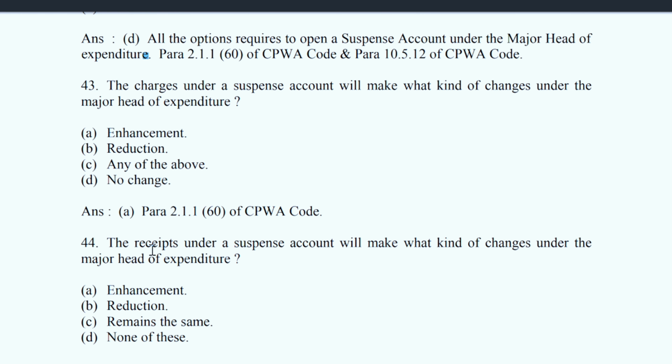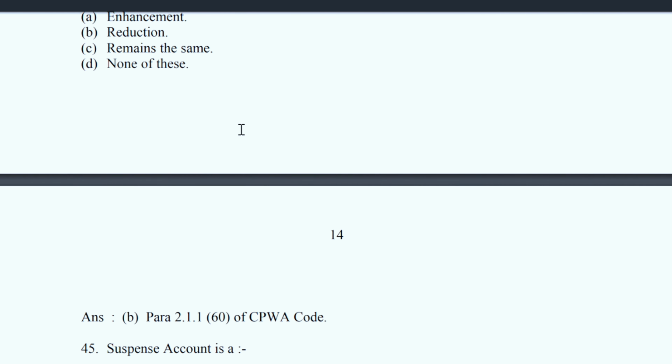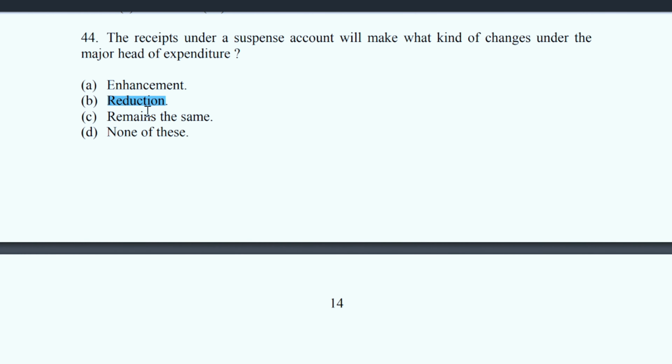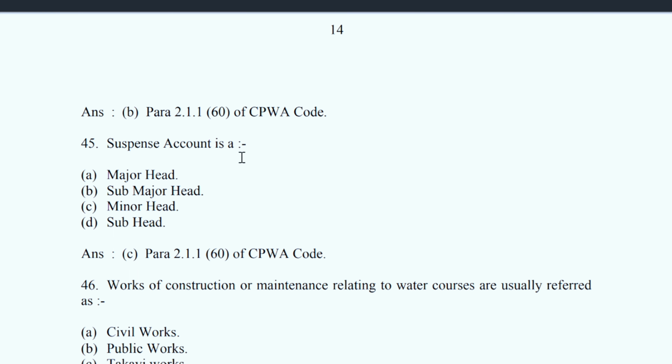Next, 43. The charges under a suspense account will make what kind of charges under the major head of expenditure? Enhancement. Next, 44. The receipt under a suspense account will make what kind of charges under the major head of expenditure? So the answer is B, a reduction. So serial number 45. Suspense account is a serial number C, minor head.